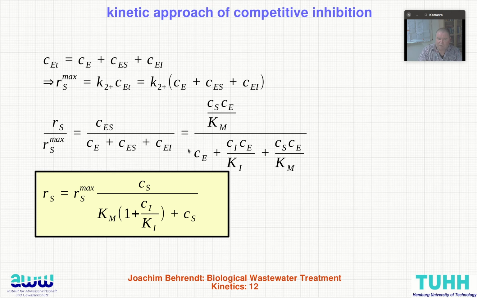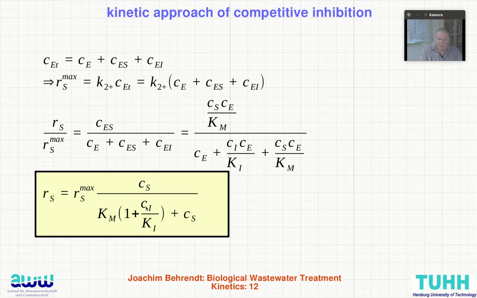And there we are putting in our enzymes and replacing the concentration of the enzyme substrate complex with this expression, and the concentration of the enzyme inhibitor complex with this expression. And finally, we can eliminate the concentration of the free enzyme, and multiplying everything with Km leads to this form where we have the competitive inhibition, where the inhibitor concentration plays a role. If this is 0, then we have the normal Michaelis-Menten kinetic.